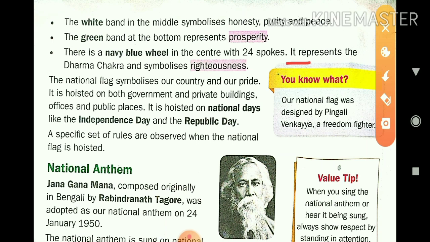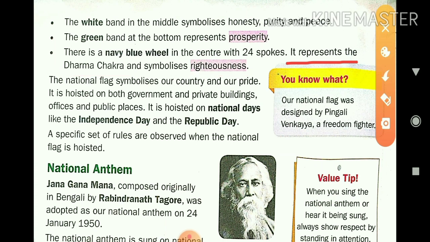It represents the Dharma Chakra, that is the wheel we can say in Sanskrit, Dharma Chakra, and symbolizes righteousness, and that shows our Indian people are moral people. They are always truthful and non-violent. That is shown by the Dharma Chakra, the navy blue colored wheel.